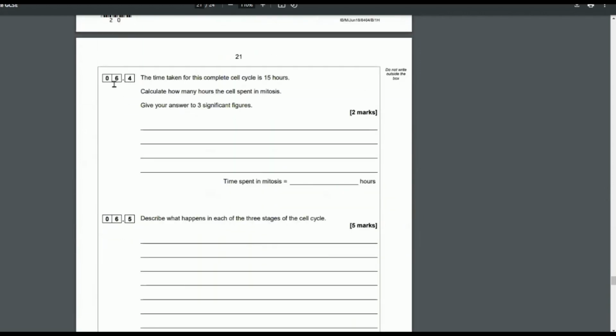My brain's melting now. 6.4, the time taken for this complete cell cycle is 15 hours. Calculate how many hours the cell spent in mitosis. Give your answer to 3 significant figures. So the whole thing took 15 hours.